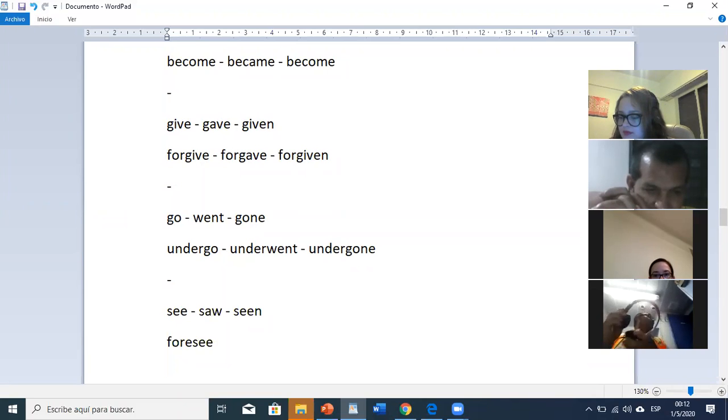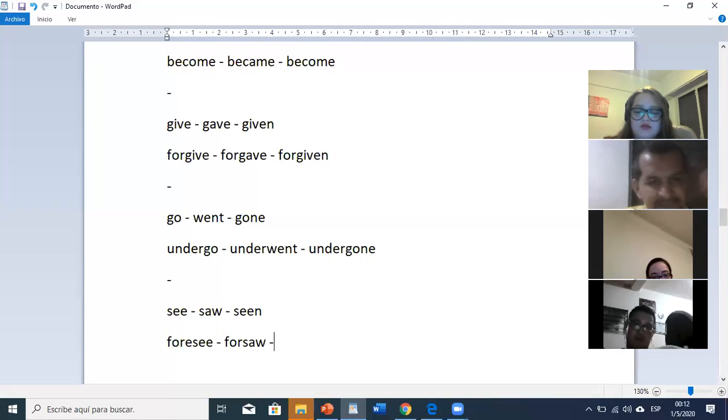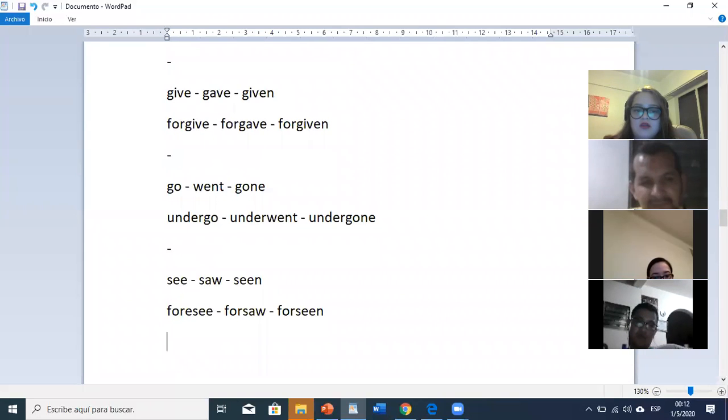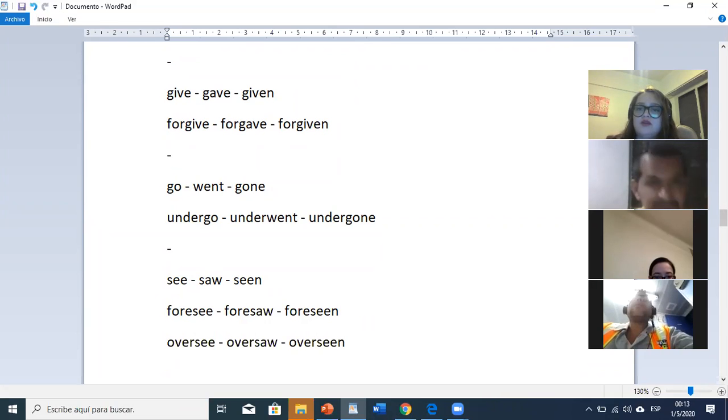Past of foresee? It's the same, you need to follow the pattern. Foresaw. And the participle, foreseen. Great. What about oversee, which is a synonym of supervise? Oversaw. And overseen. Great. Okay, now let's take a look at the pronunciation.